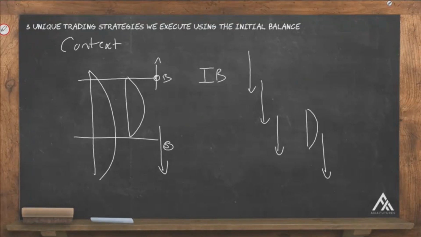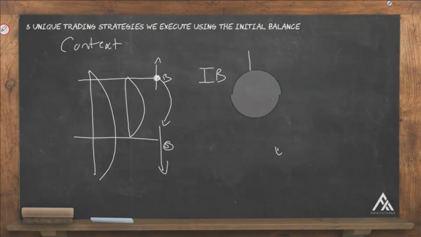Now important to note as well is that you want to pay attention to the failed extension of the initial balance breakout. So if we cannot hold that break, if we cannot hold above the previous day's high or low on the break, we could very likely then see a very strong reversal in the opposite direction. So that's the first type of trade strategy we would look at when using the initial balance.